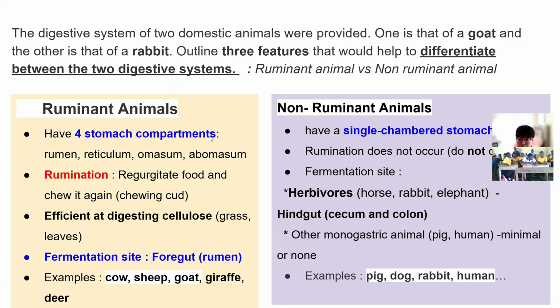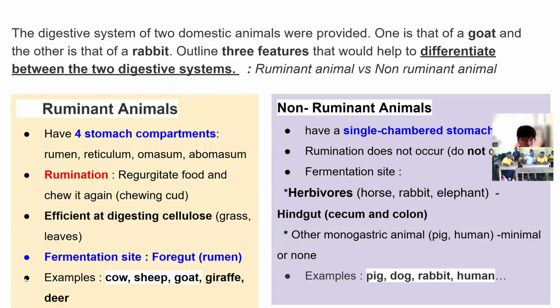So let's look at two different digestive systems of the two domestic animals that were provided. One is that of a goat and the other is of a rabbit. And it says to outline three features that would help to differentiate between the two digestive systems.